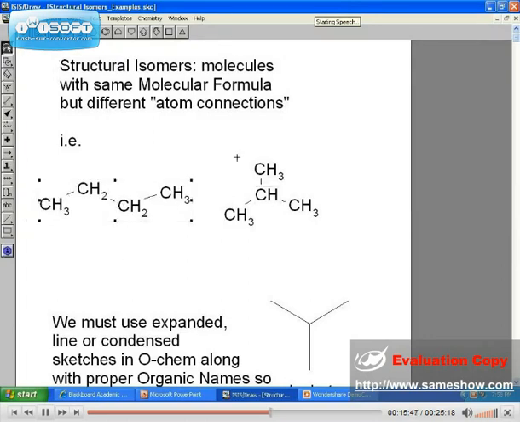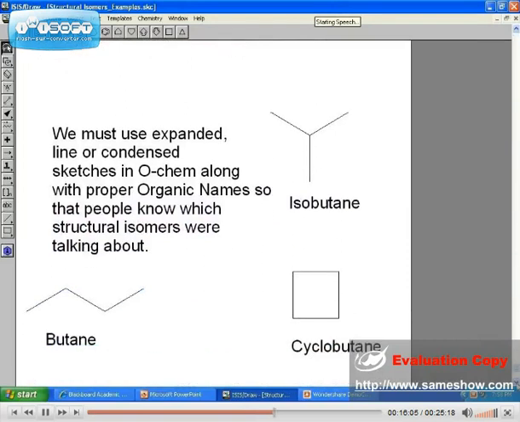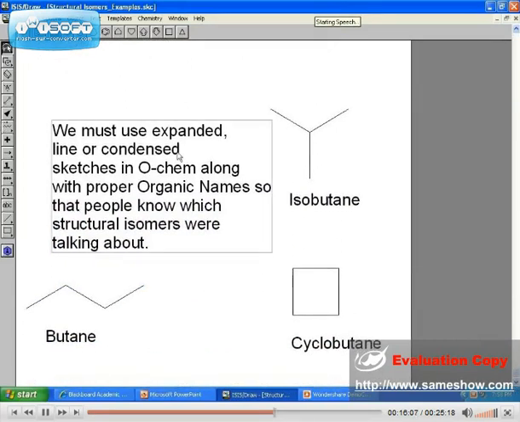So the one on the left and the one on the right, same molecular formula, but they have different connections. Consequently, they also have different names and they have different physical and chemical properties. We can write them as condensed formula, or we can write them as line structures. So this is why we need to know the expanded, line, and condensed sketch format. So that way we can differentiate between these various structural isomers. Each of these has their own unique name, their own physical and chemical properties.